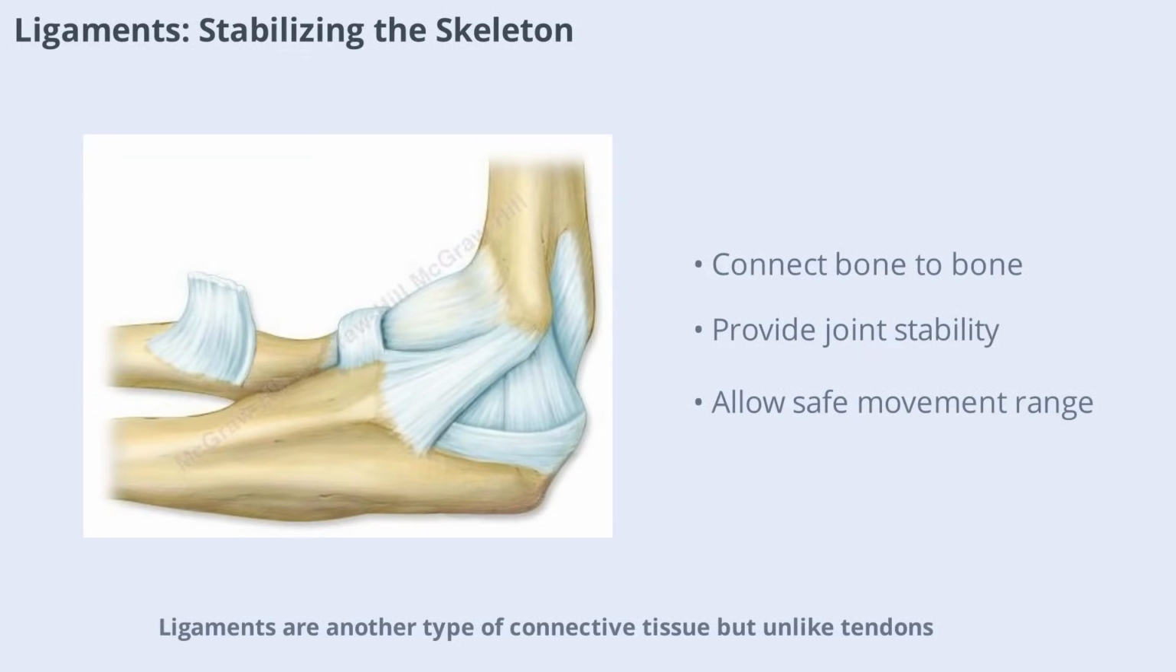Ligaments are another type of connective tissue, but unlike tendons, they connect bones to other bones. Their primary function is to stabilize joints, preventing excessive or abnormal movements that could lead to injury. Ligaments are also slightly extensible, which allows joints to move within a safe range while still maintaining stability. A great example is the medial collateral ligament of the elbow, which helps keep the joint aligned during various arm movements. Without ligaments, our joints would be unstable and prone to dislocation.